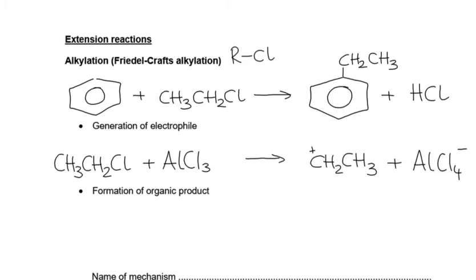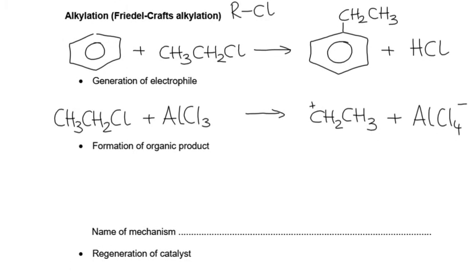AlCl4 minus. Then we're going to do our curly arrows, so see if you can have a go. I'm going to put it to this side this time, just for a bit of difference. Can you do the mechanism? I'm going to put it into this position, the second one here, when I do it. But see if you can do a mechanism.